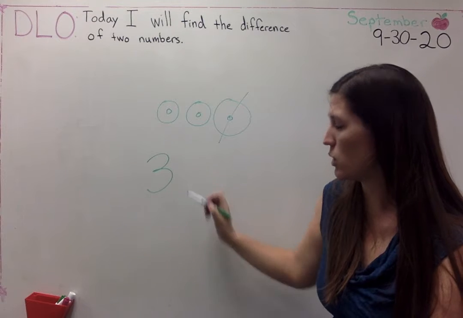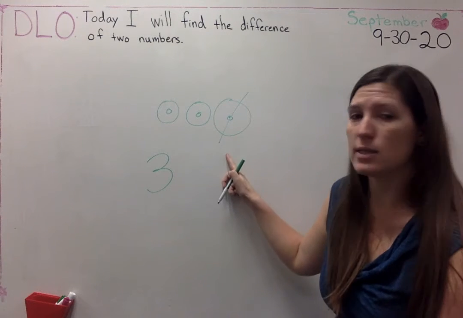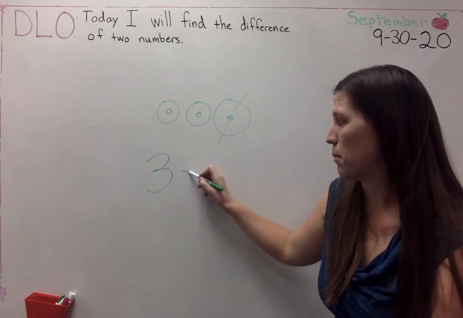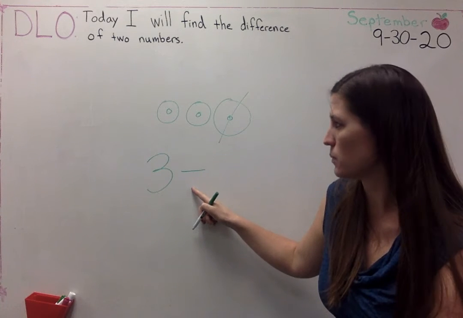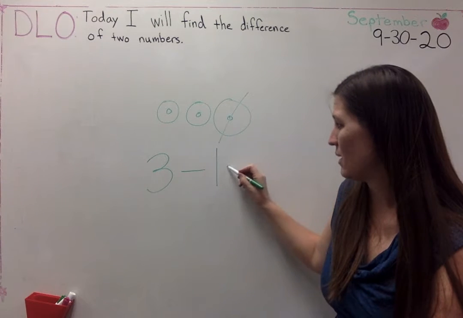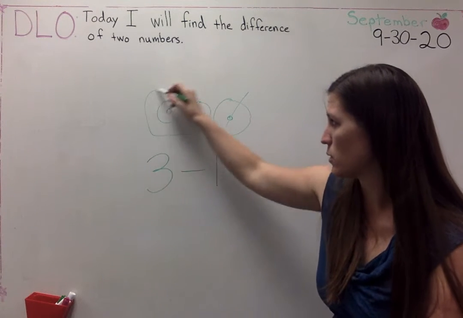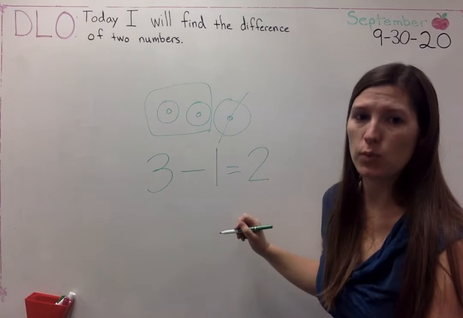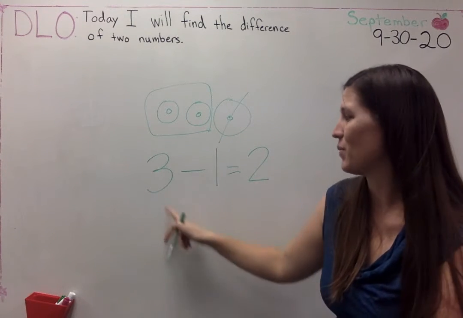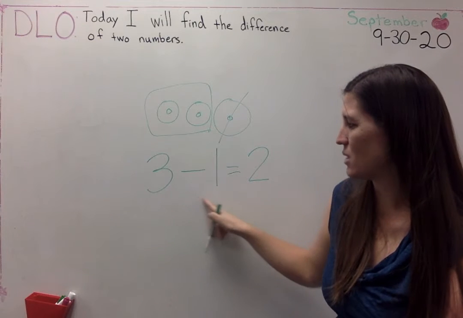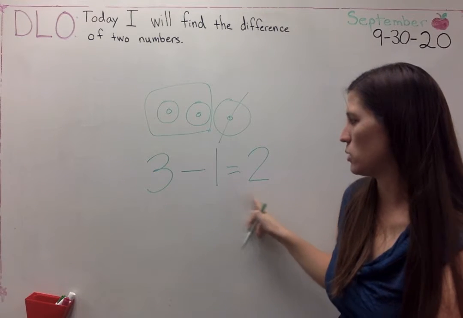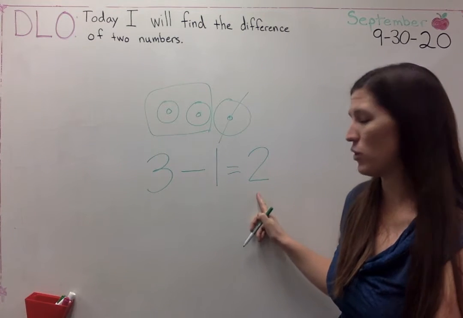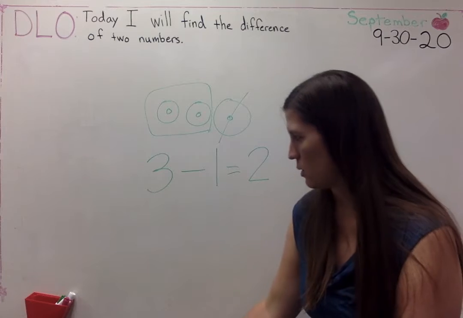Around the tree, that's the way you make a 3. I crossed out because I ate it, took it away. Minus is our operation. I took 1 away. Equals, how many are left? 1, 2. Let's read our equation. 3 minus 1 equals 2. I had 3 donuts. I took 1 away. My difference is 2. The difference.